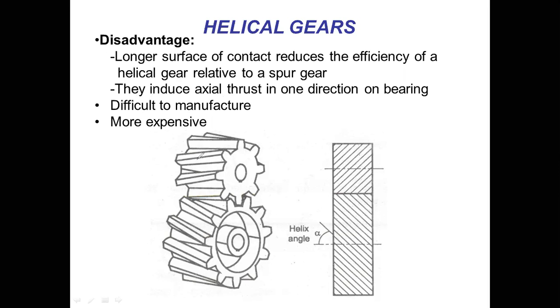The orientation of the teeth is inclined to the axis, therefore it is difficult to manufacture as compared to the spur gear, because the orientation of the teeth in a spur gear is parallel to the axis, but in helical gear the orientation of the teeth is inclined to the axis of the gear. Due to difficulty in manufacture it is more expensive as compared to the spur gear. These are some disadvantages of the helical gear.